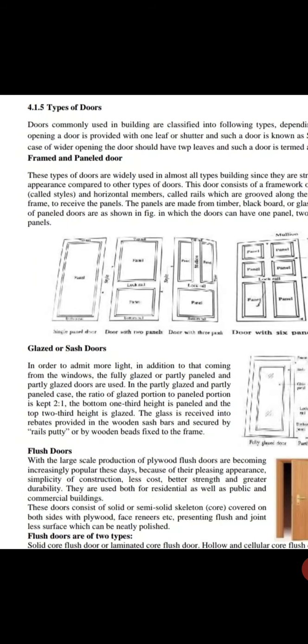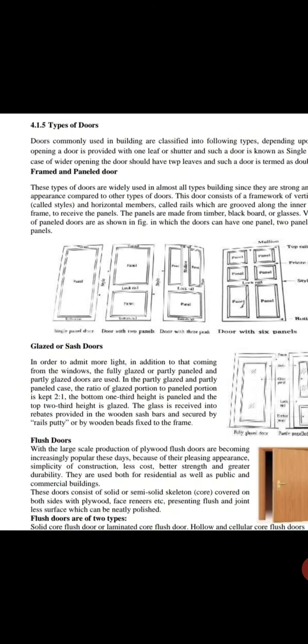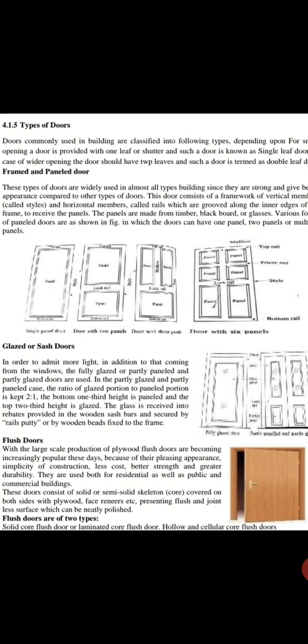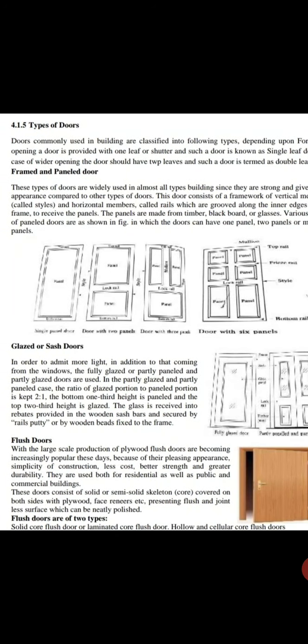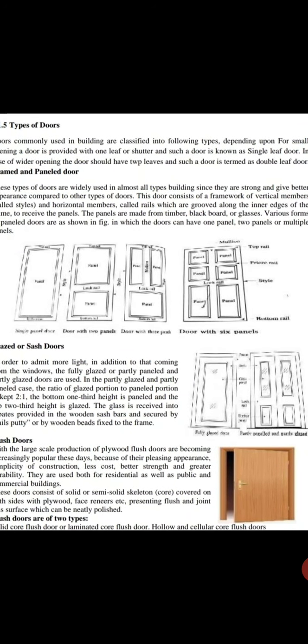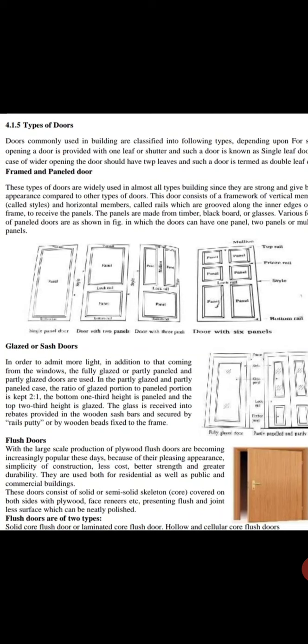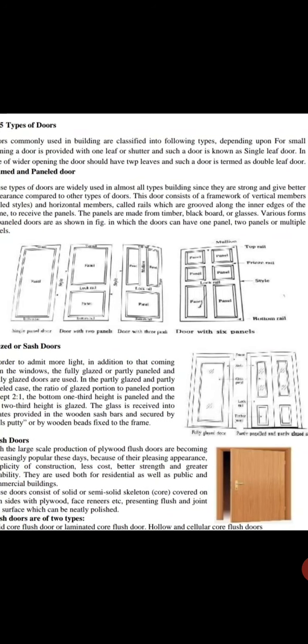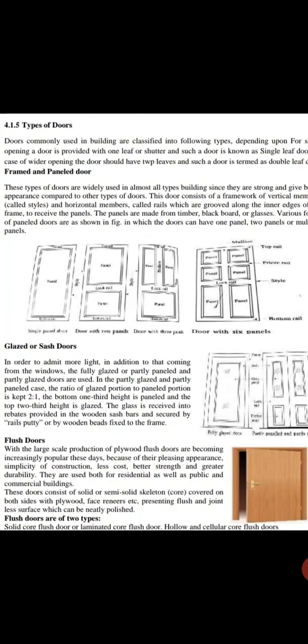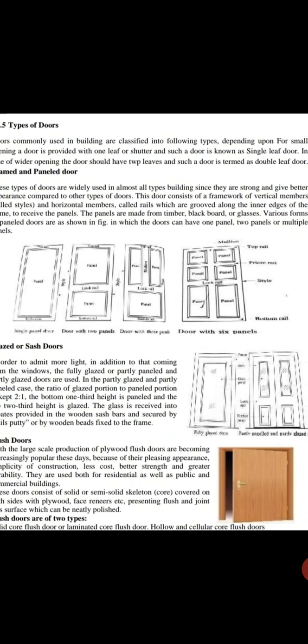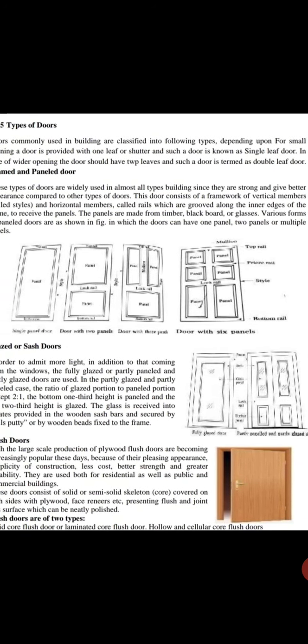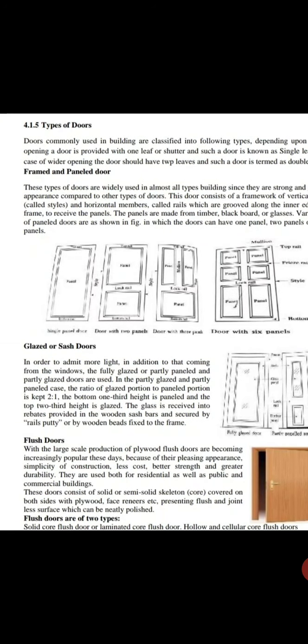These types of doors are widely used in almost all types of buildings, since they are strong and give better appearance compared to other types of doors. This door consists of a framework of vertical members called stiles and horizontal members called rails, which are grooved along the inner edges of the frame to receive the panels. The panels are made from timber, blackboard, or glass. Various forms of panel doors are as shown in the figure, in which doors can have one panel to multiple panels.